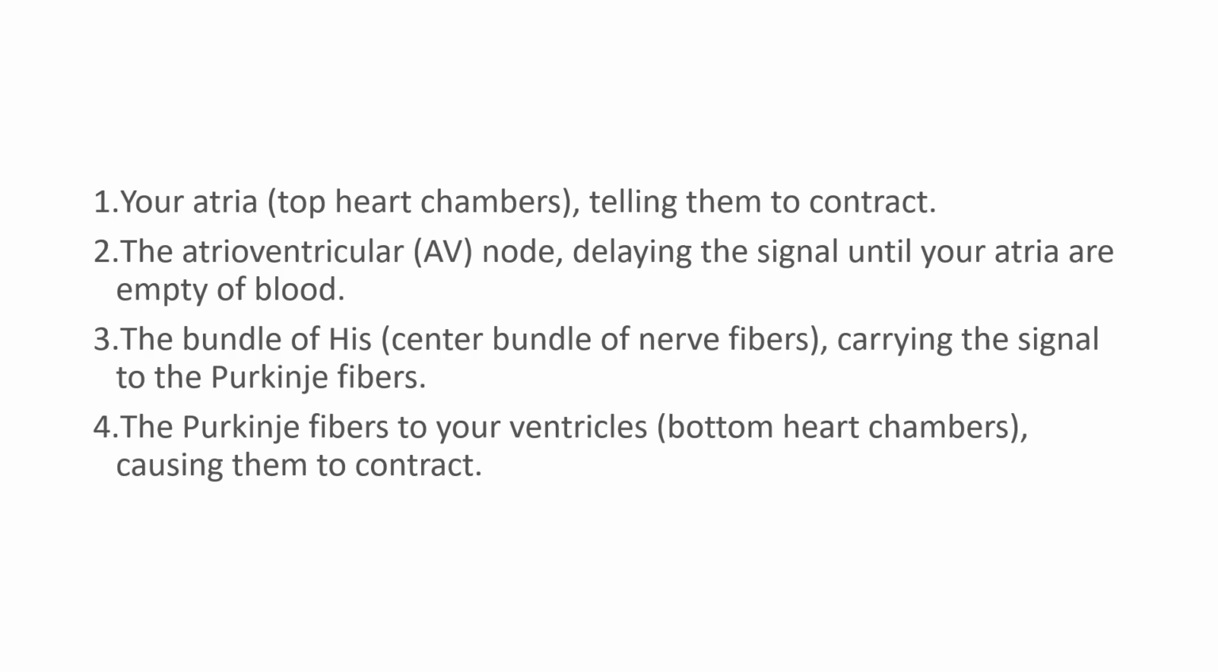Your atria, the top chambers, are told to contract. The atrioventricular node delays the signal until your atria are empty of blood. The bundle of His is the central bundle of nerve fibers carrying the signal to the Purkinje fibers. The Purkinje fibers carry it to your ventricles, the bottom chambers, causing them to contract. So the signal starts from the SA node to the top chamber. When your atrium contracts and empties, the AV node gets the signal. Once it gets the signal, it passes it to the central bundle of His and it goes into the Purkinje fibers. The Purkinje fibers are at the bottom of the ventricles. Then it tells them to contract.